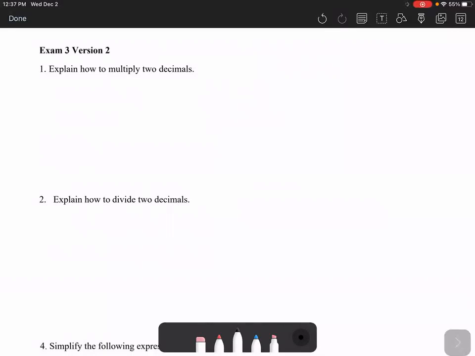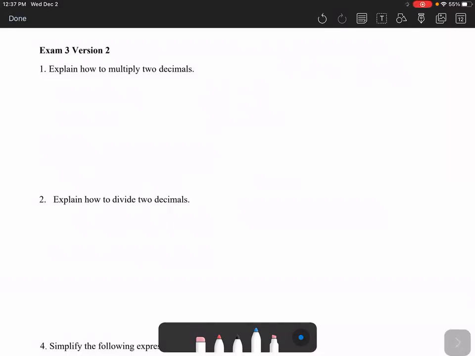Here, one of the most commonly missed questions were actually the first 2 questions where we talked about the algorithm for multiplying and dividing decimals. You do not line up the decimal places in either of these. When you add and subtract decimals, you line up the decimal places. When you multiply and divide, you do not at all.